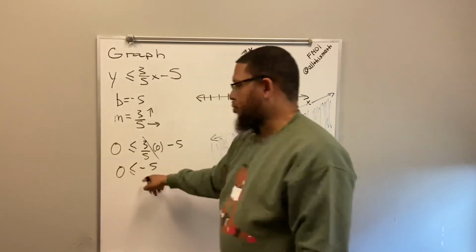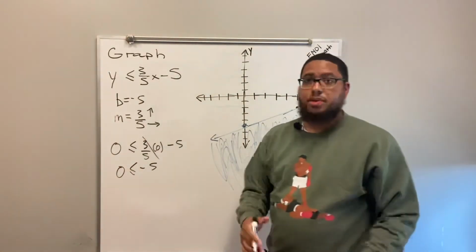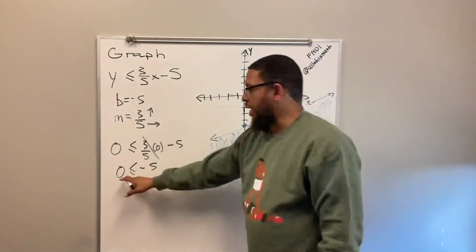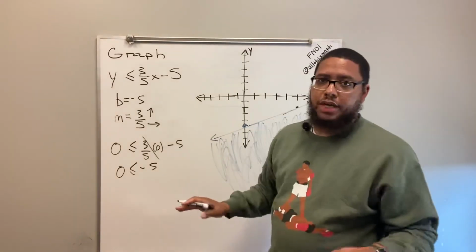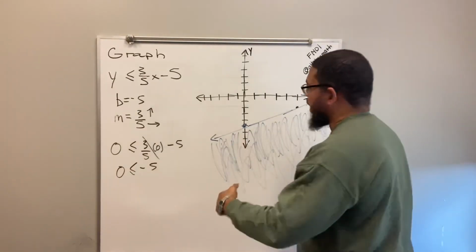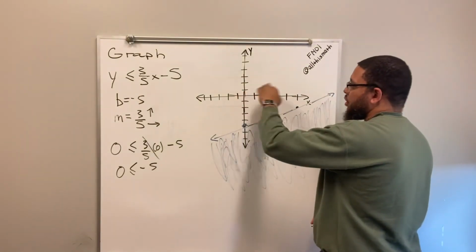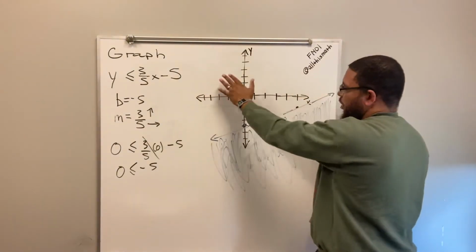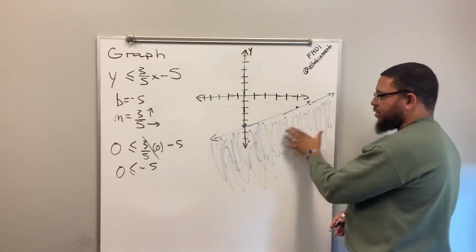Now, is this a true statement? Is 0 less than negative 5? No. 0 is less than positive 5, but 0 is not less than negative 5. 0 is greater than negative 5. 0 is greater than every negative number. So that means this point right here is not a solution. And if this point is not a solution, nothing over here is a solution. And if nothing over here is a solution, then everything on this side is a solution.